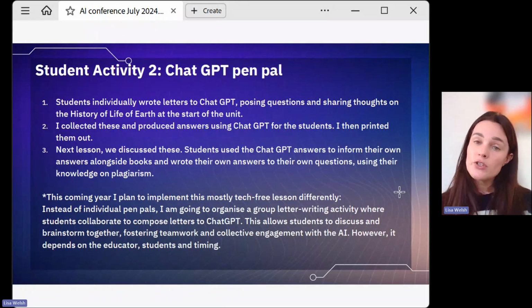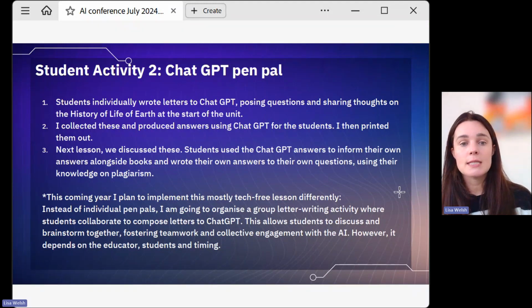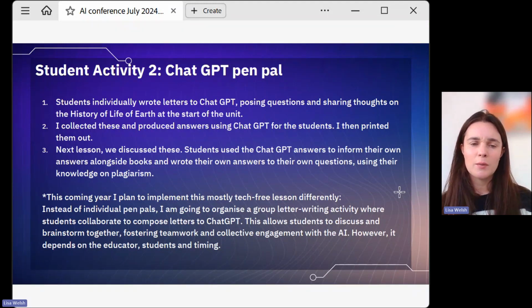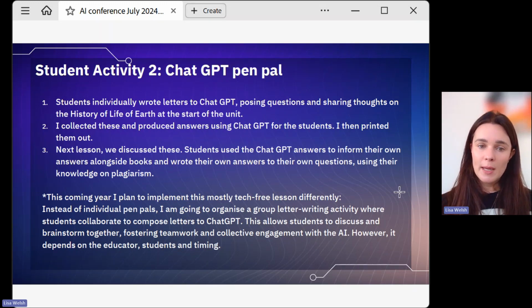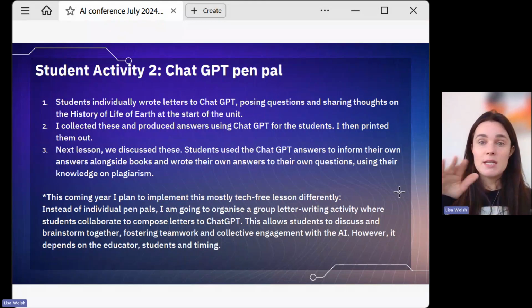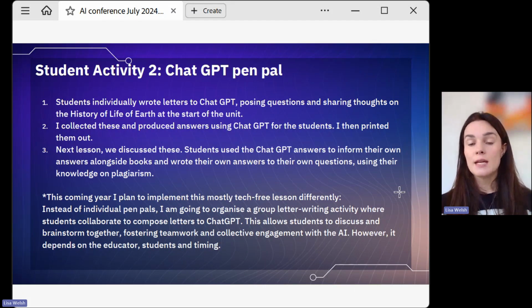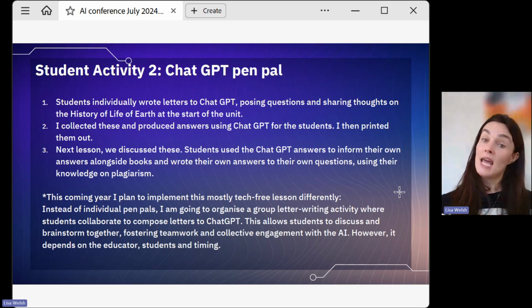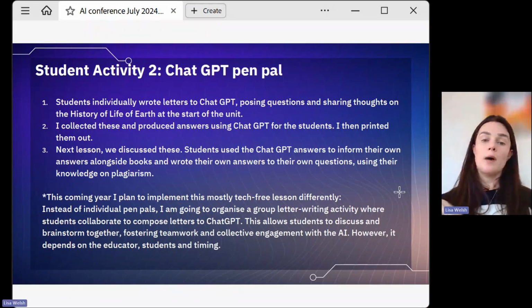They asked questions about the unit. They shared their thoughts on the unit. It was a very open-ended task, to be honest. I then took in these pieces of paper, and I read through them and picked out questions and put them into ChatGPT, got the answer and printed them out. And then the next lesson we discussed. The students individually got to see their answers, and then we shared them as a group.